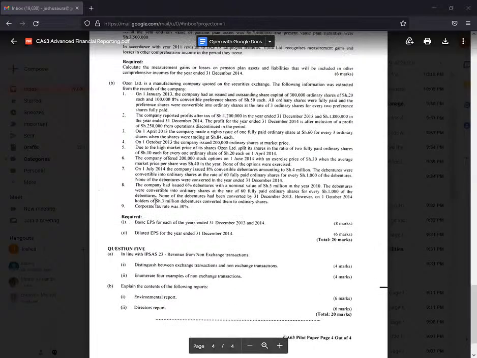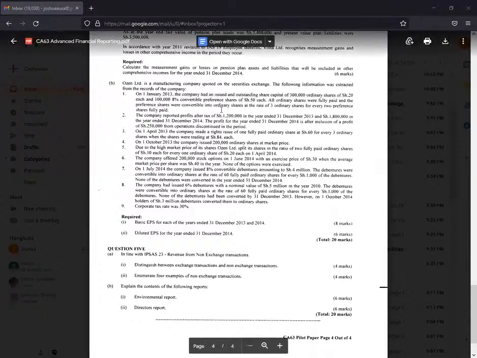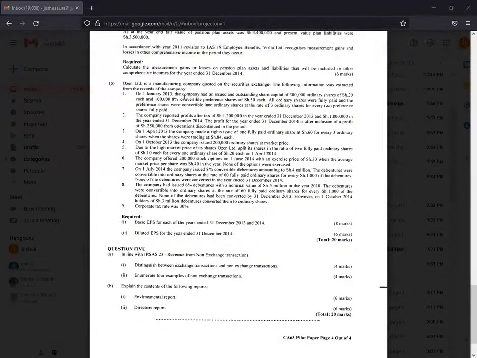We are told here, Pra Limited is a manufacturing company quoted on the Securities Exchange. The following information was extracted from the records of the company. On 1st January 2013, the company had an issued and outstanding share capital of 300,000 ordinary shares of shillings 20 each and 100,000 8% convertible preference shares of shillings 50 each. All ordinary shares were fully paid, and the preference shares were convertible into ordinary shares at the rate of 3 ordinary shares for every 2 preference shares fully paid.